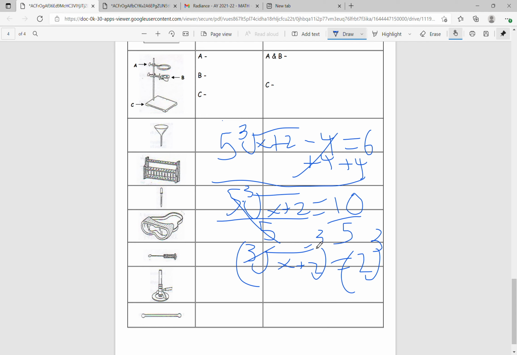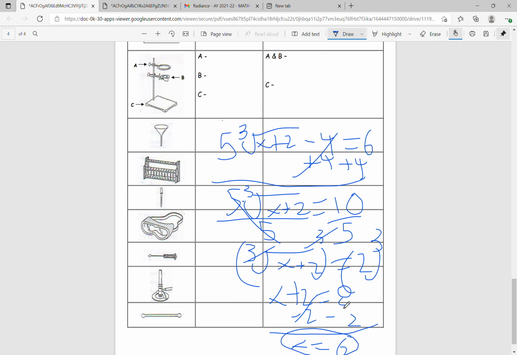So the cube and the cube root cancel. We get x plus 2 is equal to 2 cubed. 2 cubed is 2 times 2 times 2, which is 8. Now we have a basic equation, so we're going to just solve for x by subtracting both sides by 2, and we're going to get x is equal to 6. So that is the answer for x. x is equal to 6.